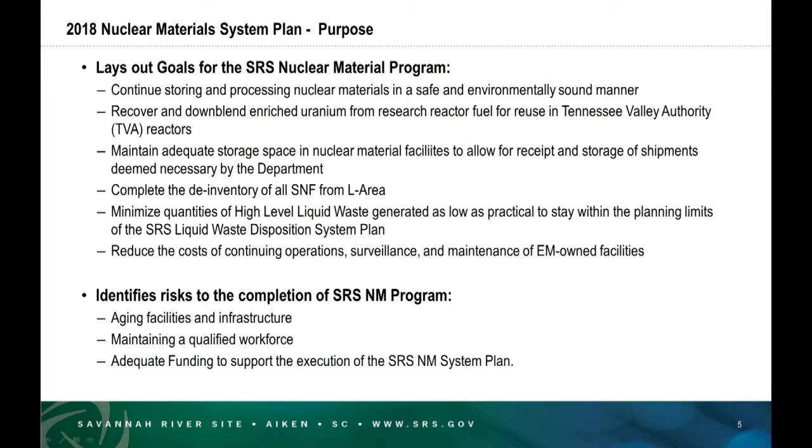We also need to maintain adequate storage, so in case there is any material that the department deems needs to be stored at Savannah River Site, we have that capability. So that's another goal that we have. We need to actually get rid of all this material at some point. So our goal is to de-inventory L area completely. That means get rid of all of our spent nuclear fuel and disposition it in a manner that's appropriate.